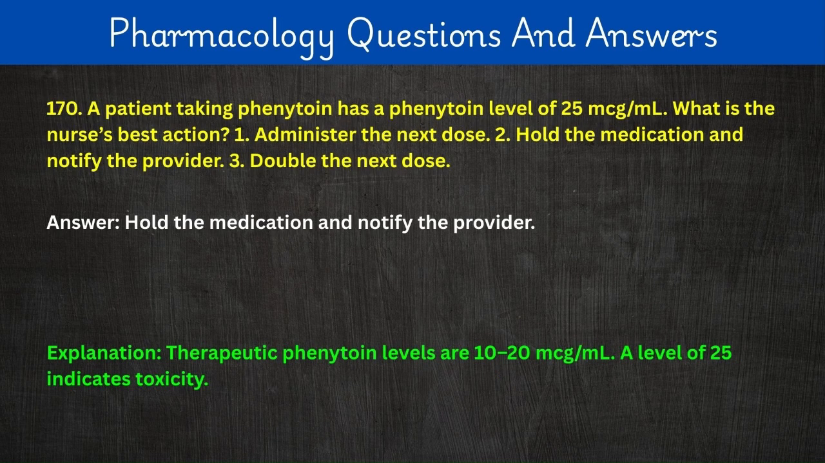170. A patient taking phenytoin has a phenytoin level of 25 micrograms per milliliter. What is the nurse's best action? 1. Administer the next dose. 2. Hold the medication and notify the provider. 3. Double the next dose. Answer: hold the medication and notify the provider. Explanation: therapeutic phenytoin levels are 10 to 20 mcg/mL. A level of 25 indicates toxicity.